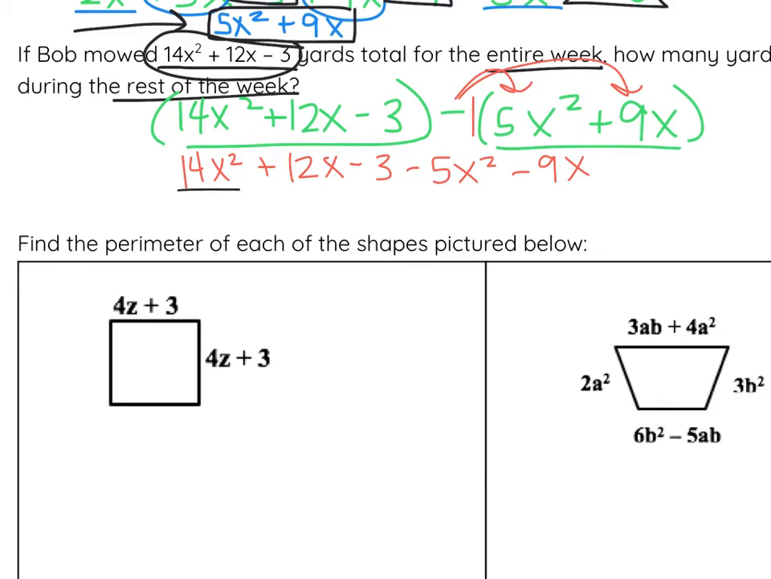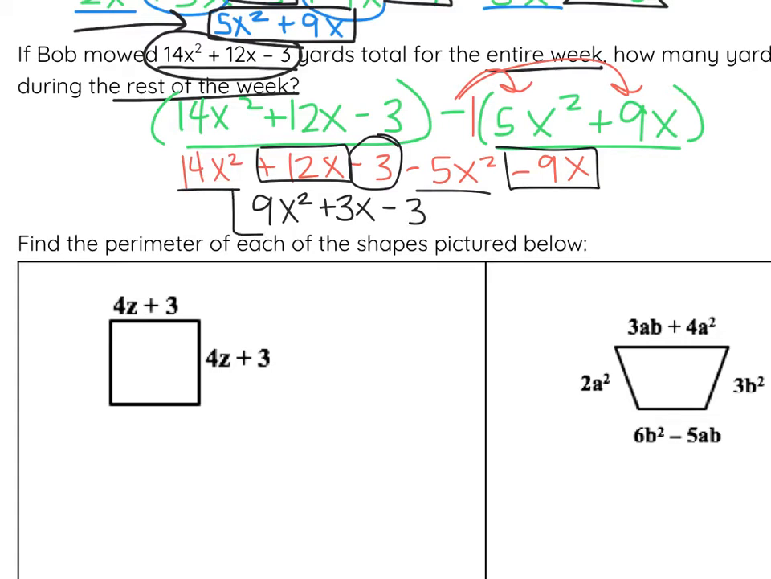I have 14x squared minus 5x squared, which gives me 9x squared. I have positive 12x minus 9x, which gives me 3x. And then this little negative 3 does not have any like terms, and that's fine. We'll just bring him down. We can't forget about him. So this expression represents how much he mowed the rest of the week.